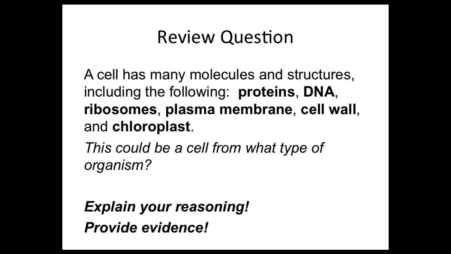Consider this review question when you're studying for the exam. A cell has many molecules and structures, including the following: proteins, DNA, ribosomes, plasma membrane, cell wall, and chloroplast. This could be a cell from which type of organism? Make sure that you can explain your reasoning and provide evidence from this lecture and your textbook.